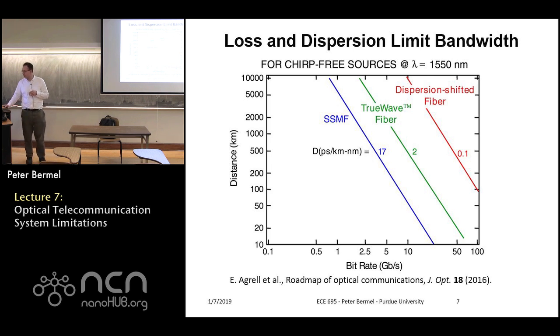The way to address this to some extent is to take this dispersion value, which for a single mode fiber without any special features would be on the order of 17 picoseconds per kilometer nanometer. Then you can use different types of fibers, depending a lot on the application and how high end you want to go. The best case, this red curve, is the dispersion shifted fiber. On this log scale, you're going from less than 1 gigabit per second to something on the order of maybe 25, so a pretty big improvement, maybe on the order of 30.